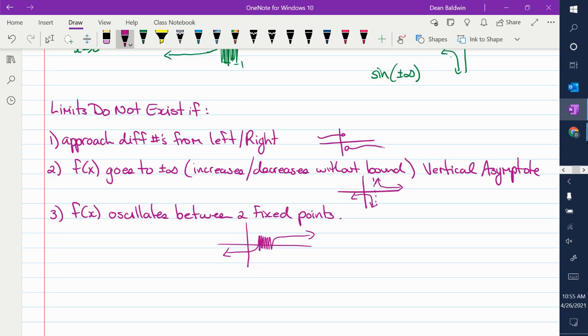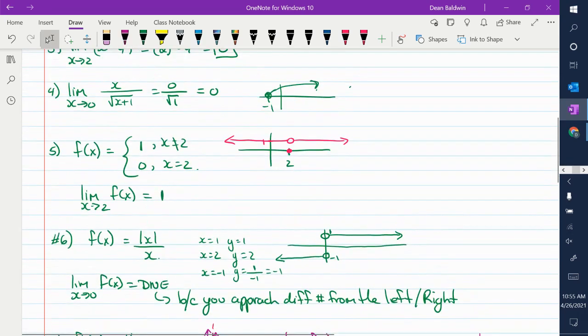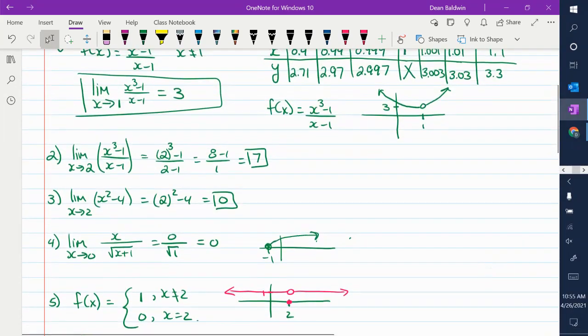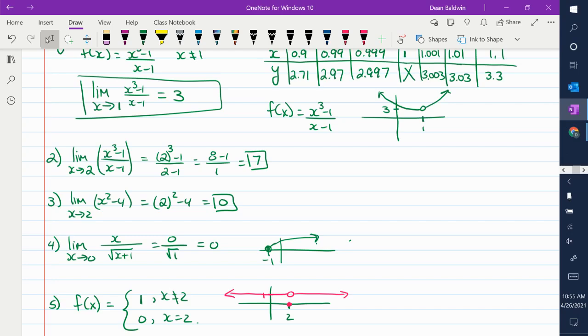If it doesn't have any of those things, or it doesn't at the point you're going to, what do you do? Just plug it in. That's the stuff back here. For these ones, not undefined at these points, just plug it in and it spits out the answer. That's it.